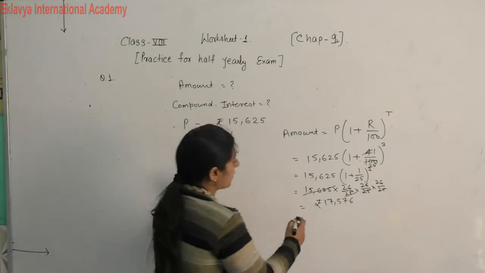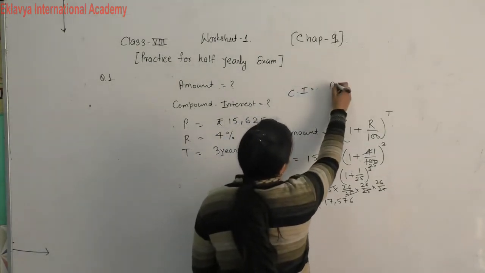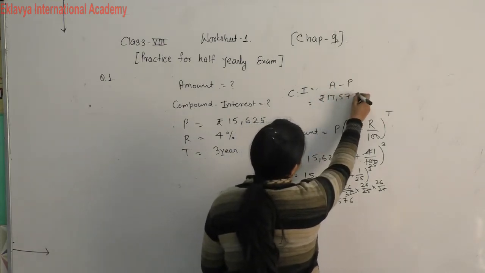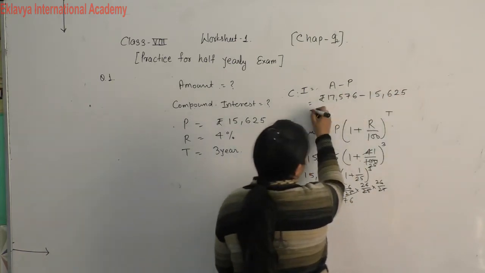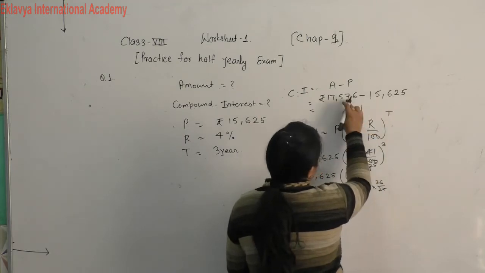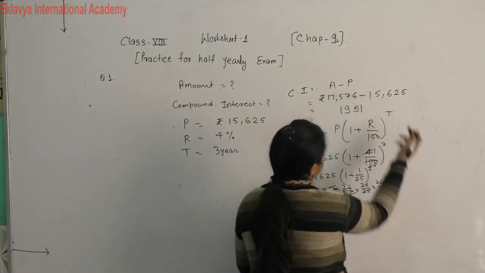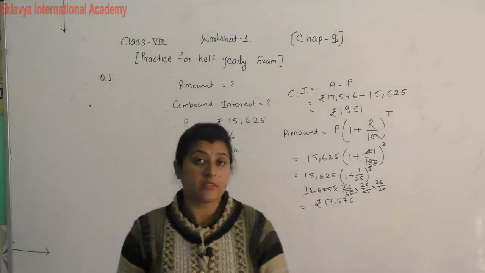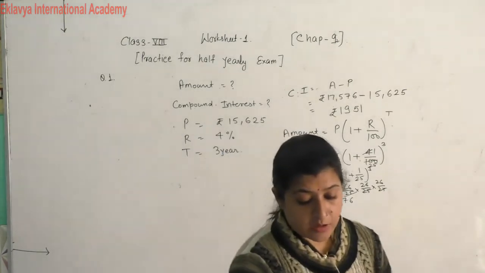We want to find out compound interest. Then compound interest becomes amount minus principal, that is rupees 17,576 minus 15,625. 6 minus 5, 1. 7 minus 2, 5. 15 minus 6, 9. 6 minus 5, 1. 1 minus 1, 0. Then your result will be rupees 1,951. Okay, now see the next question.